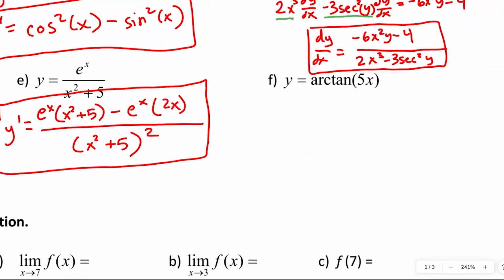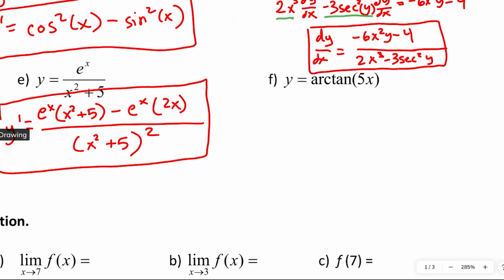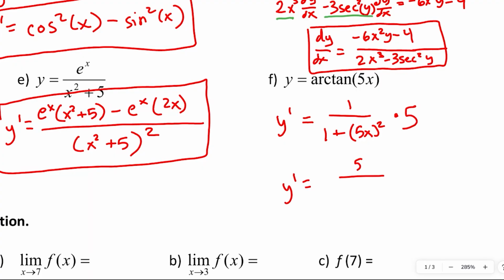Letter F, arctangent. So this is going to be one of our new derivatives. The derivative of arctangent is going to be 1 over 1 plus x squared. So the derivative of arctangent of 5x would be 1 over 1 plus 5x quantity squared times the derivative of 5x, which is 5. So y prime is going to be 5 over 1 plus 25x squared.